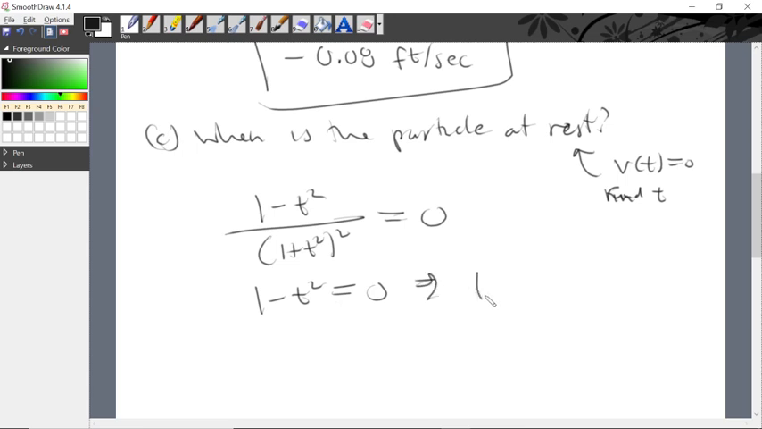And that has solutions when t is equal to plus or minus 1, right? You can solve it with a square root property. You can do factoring, set the factors equal to 0. You could even do the quadratic formula if you really wanted to, right? There's multiple ways you could solve this algebraically.